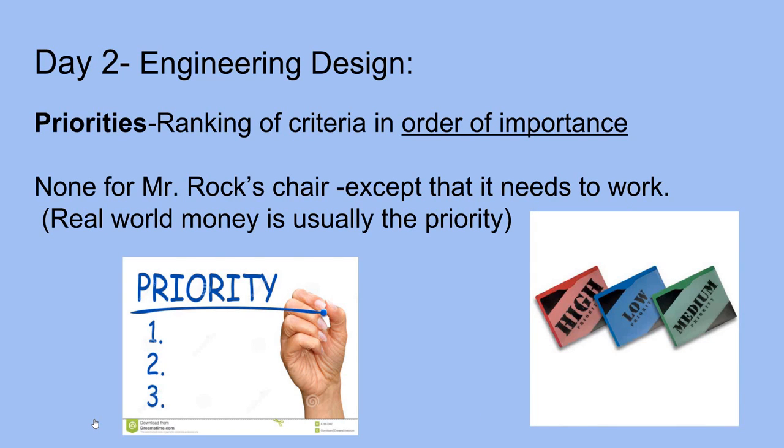Priorities. Finally, we've got priorities here. So priorities are the way you rank your criteria. And it's really saying, I think this is the most important thing, this is the next most important thing, this is the final most important thing. We don't really have any priorities for our example of Mr. Rock's chair, except that your chair needs to work. In the real world, money is usually a priority. We often want to have solutions that are cheap but effective.